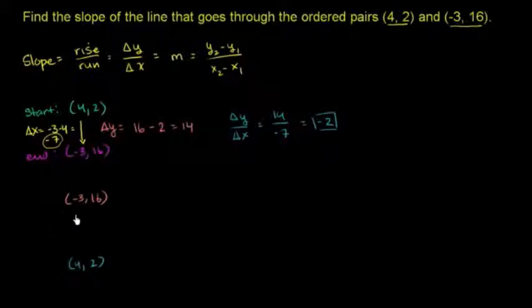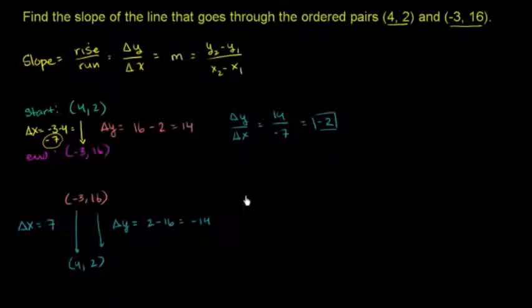So in this situation, what is our change in x? Our change in x, if I start at -3 and I go to 4, that means I went up 7. Or if you want to just calculate that, you would do 4 minus -3. But needless to say, we just went up 7. And what is our change in y? Our change in y over here, or we could say our rise. If we start at 16 and we end at 2, that means we went down 14. Or you could just say 2 minus 16 is -14. We went down by 14.